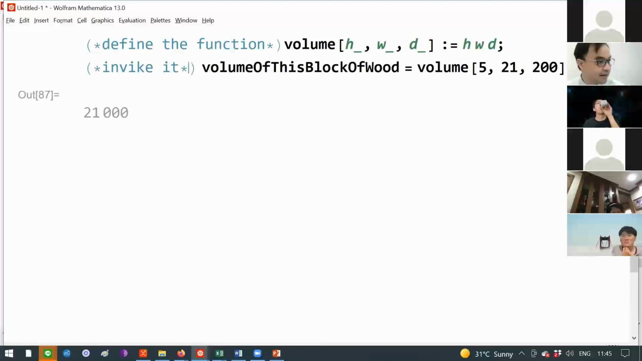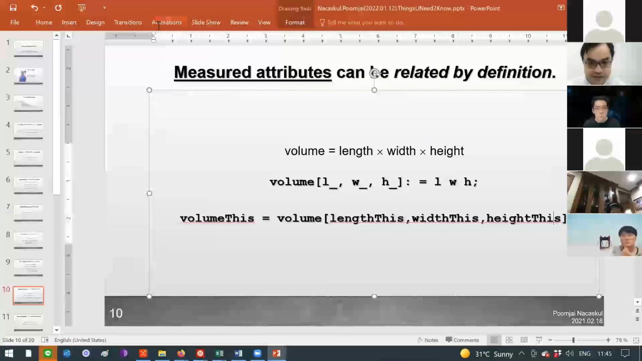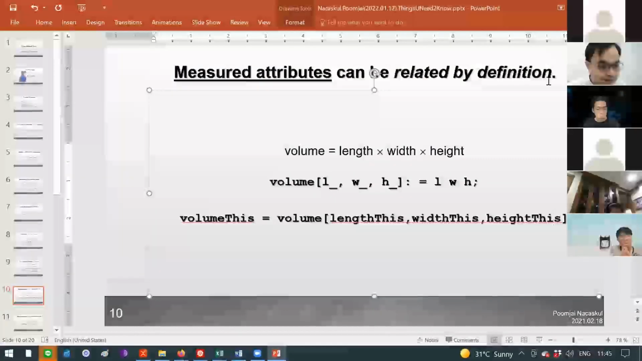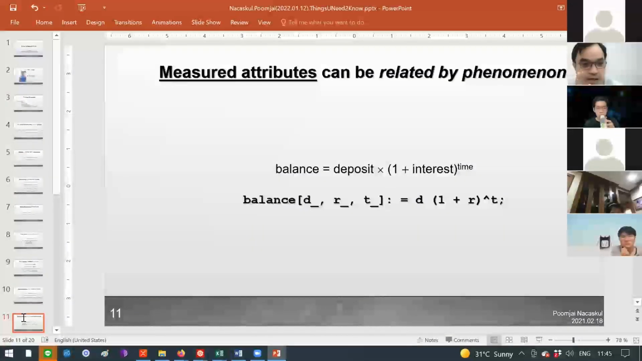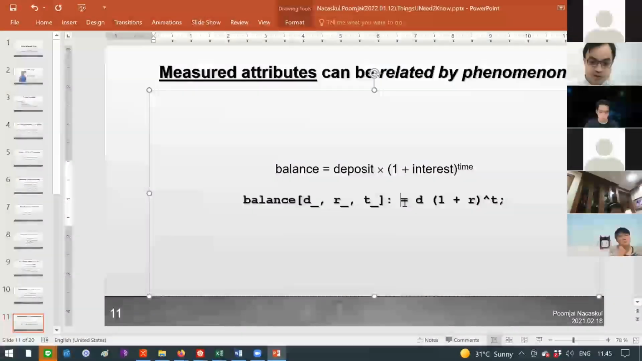Okay, that's it. Right? Can be related by definition. What else? Measure attribute can be related by phenomenon. Now, phenomenon means ปรากฏการณ์, things that happen. In this case, in a way, this phenomenon is man-made, but certainly, this is what happens.